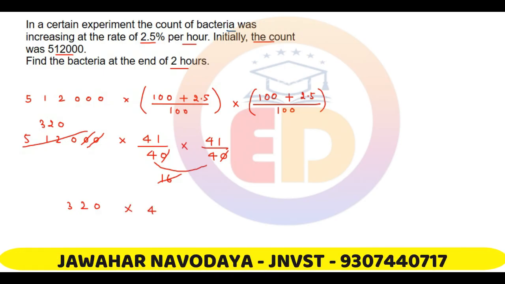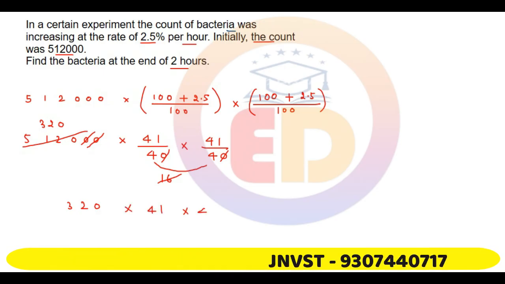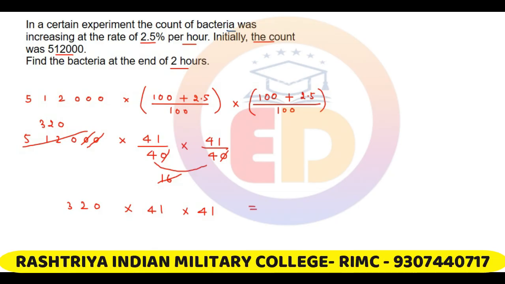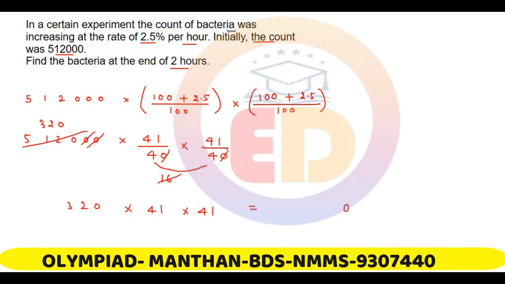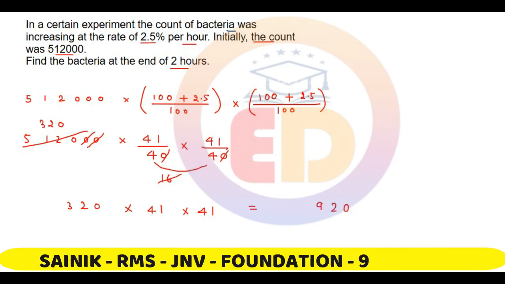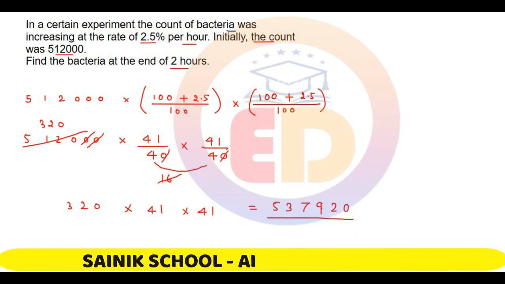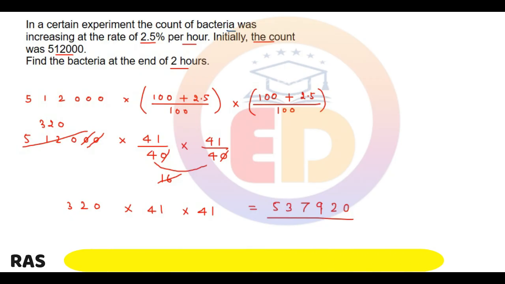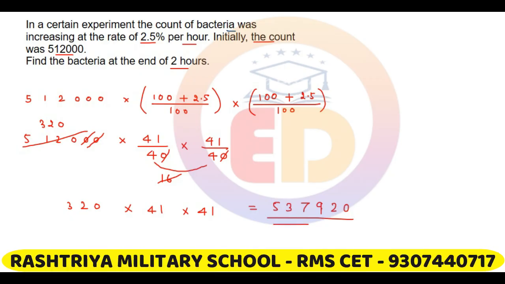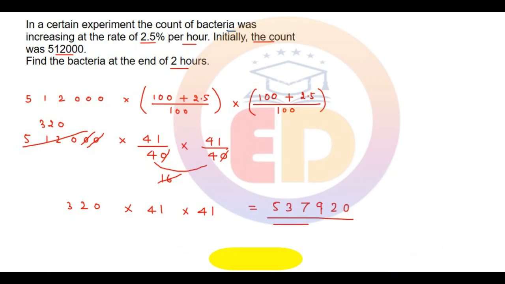320 multiplied by 41 multiplied by 41. Multiplication is slightly lengthy. On multiplication, this will give us 0, 2, 9, 7, 3, 5. Answer is 5,37,920. So after 2 hours, the number of bacteria will be 5,37,920.